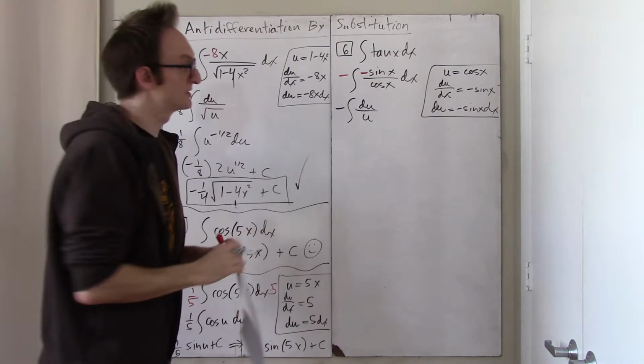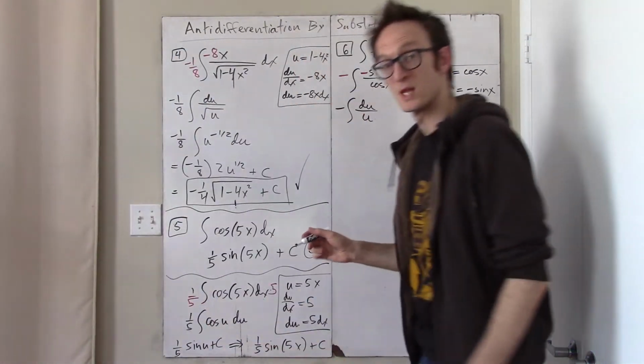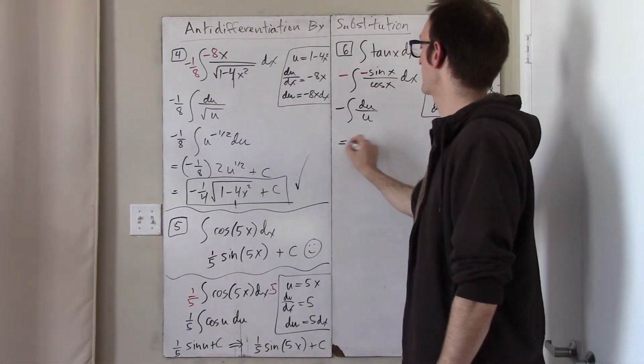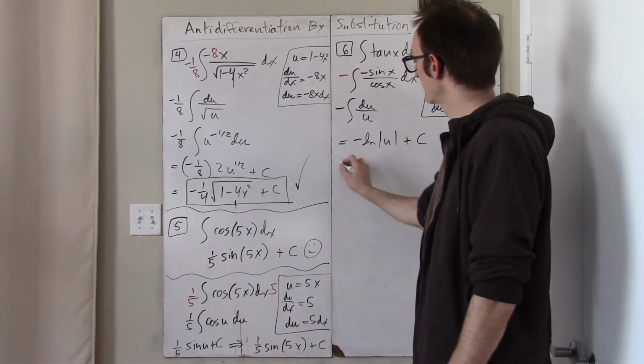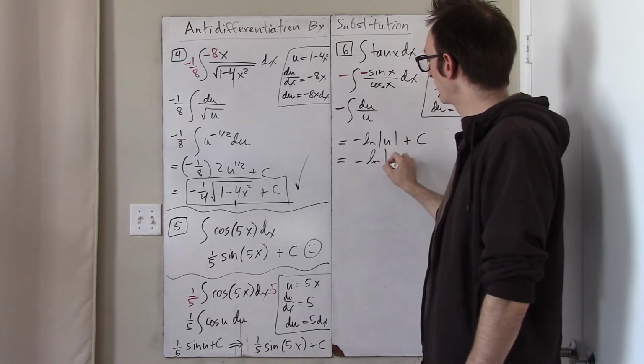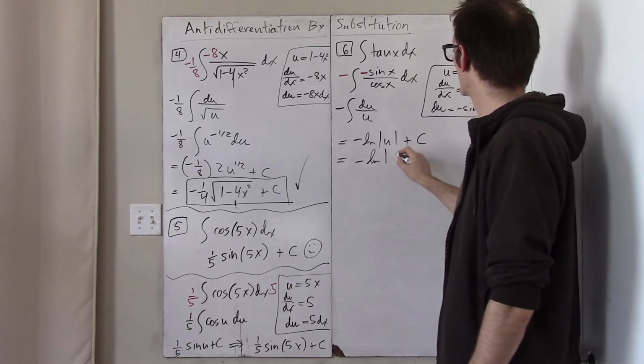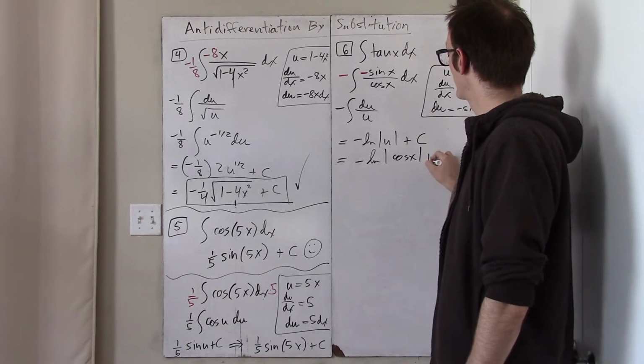And this one is well known, it's natural log. That's why I end up with negative natural log absolute value u plus c. And so the real answer is negative ln absolute value cosine x plus c.